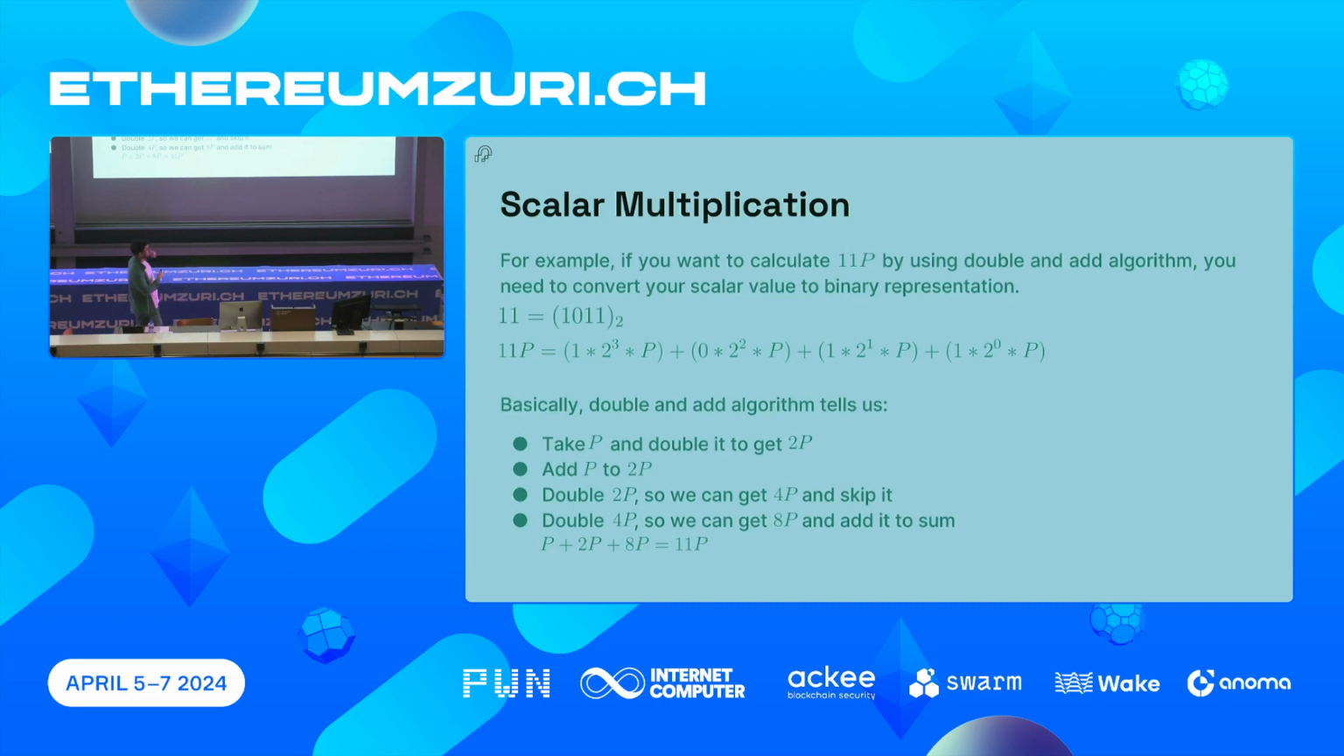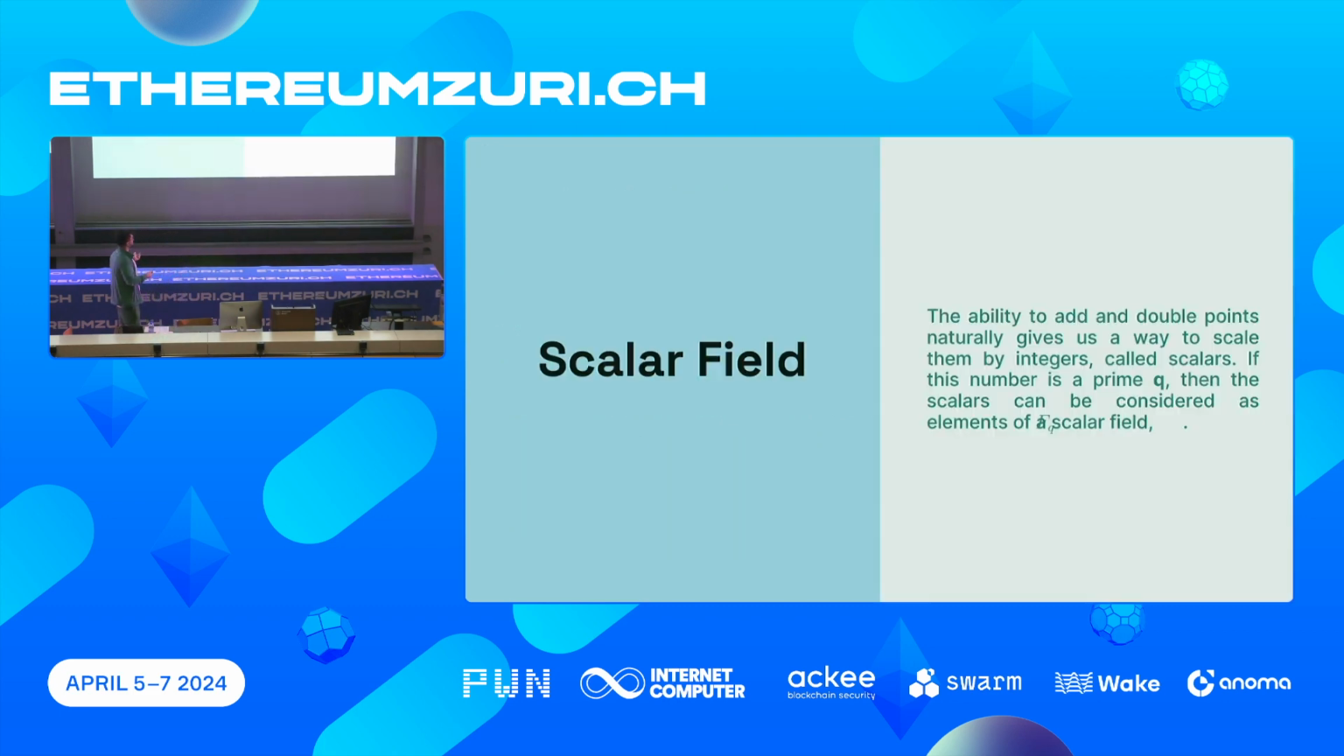And this scalar multiplication, these scalar numbers, give us a new field, which we call the scalar field, and if this field's modulus is prime Q, we call this F_Q. Yeah, it is a little bit messy, but here's F_Q. This add and double is a very special algorithm you will see in every calculation on elliptic curves.